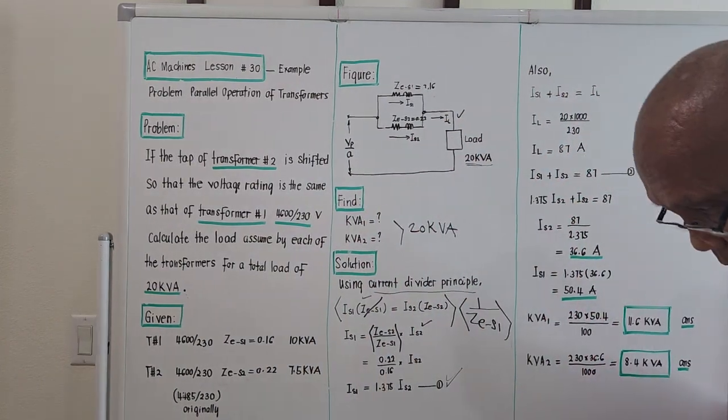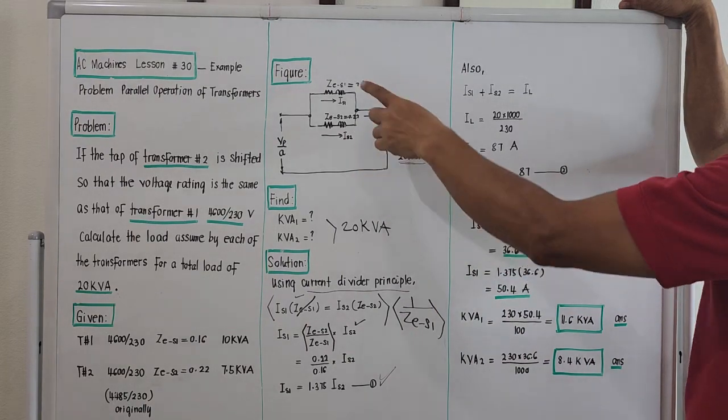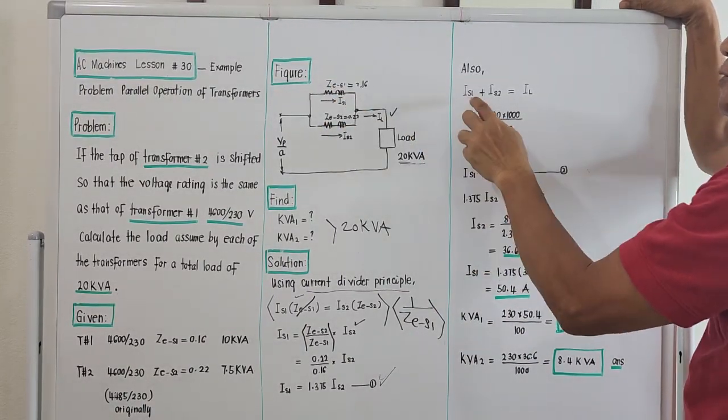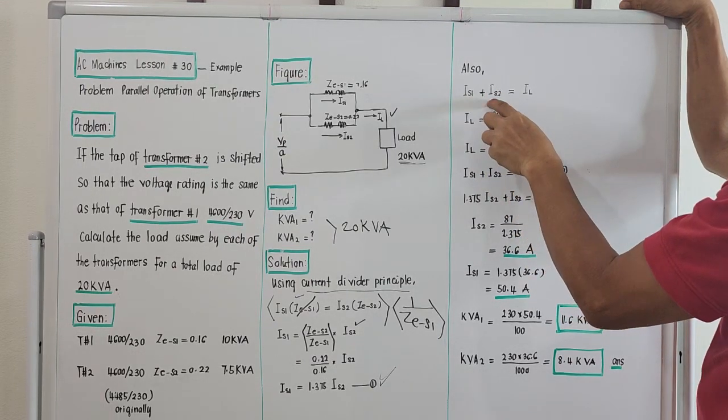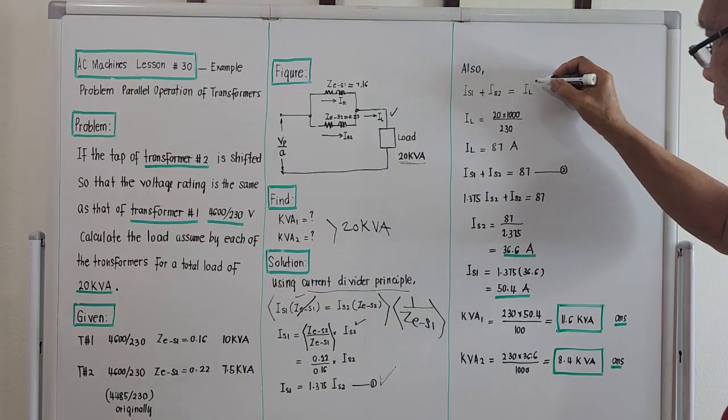From the figure, am I still in camera? From the figure, the sum of IS1 plus IS2 is equal to IL. So IS1 plus IS2 equal to IL. Okay? And we could compute for the value of I sub L.